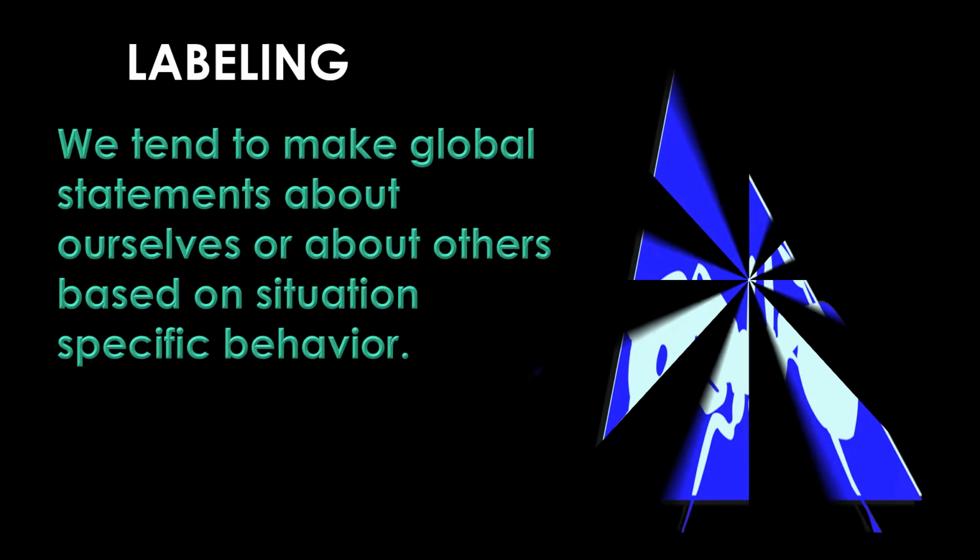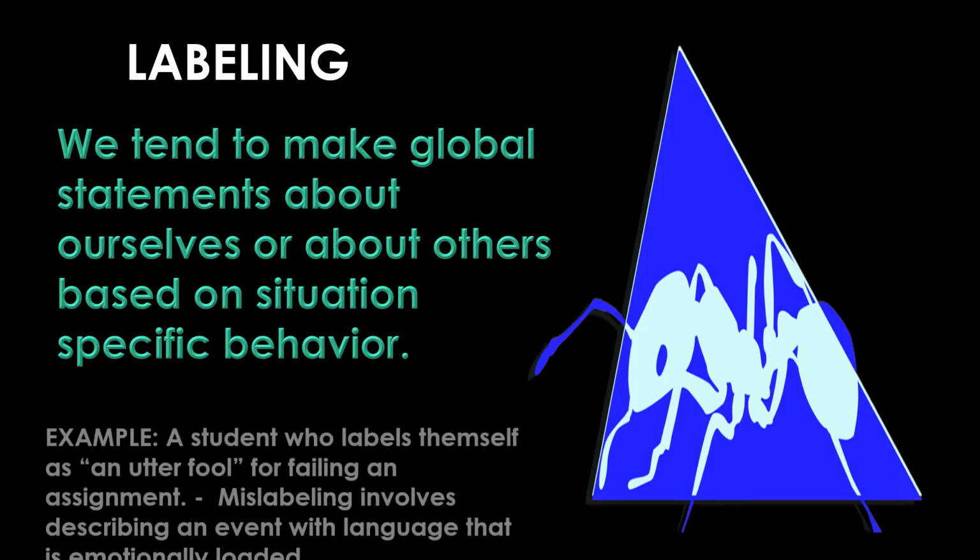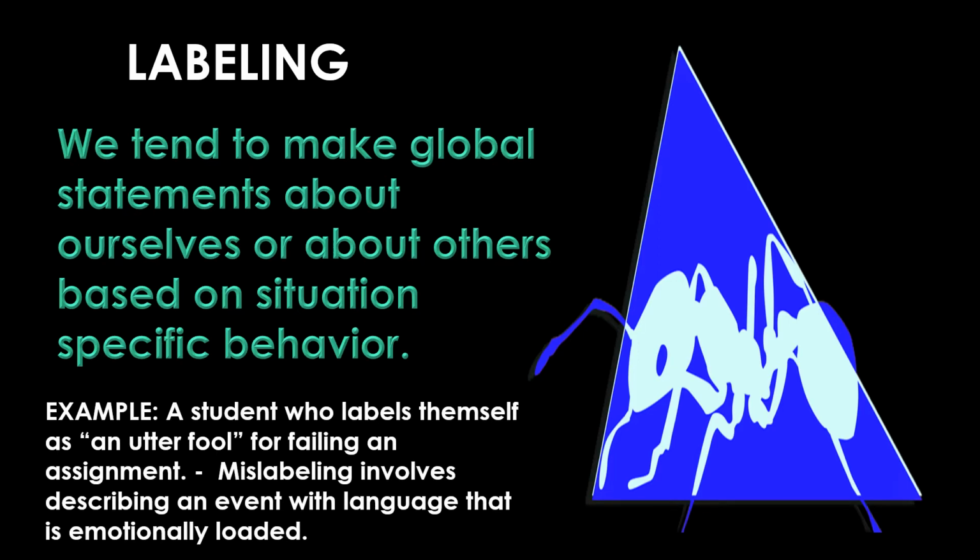This ant is into labeling. We tend to make global statements about ourselves or about others based on situation-specific behavior. An example here is a student who labels themselves as an utter fool for failing an assignment. Mislabeling involves describing an event with language that is emotionally loaded.